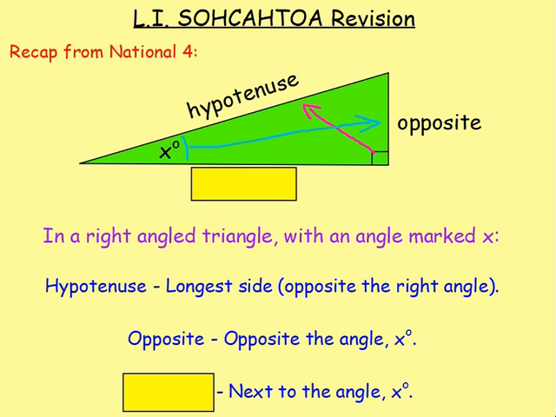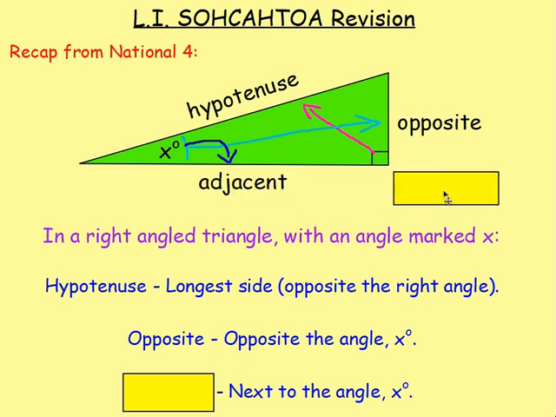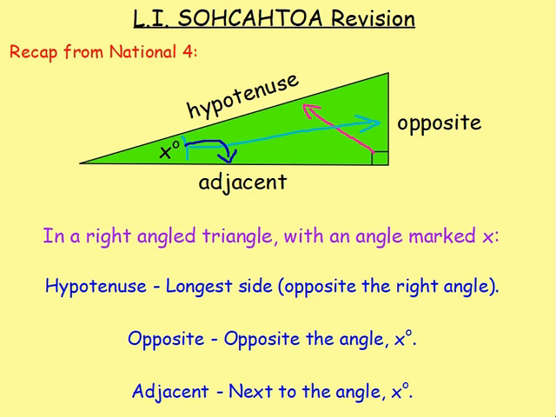And finally, the side that is beside angle X. There's angle X and there's the side that is beside it. What is a fancy word in English that means beside? Adjacent. Yes. Adjacent just means beside. It is the side that is beside the angle.